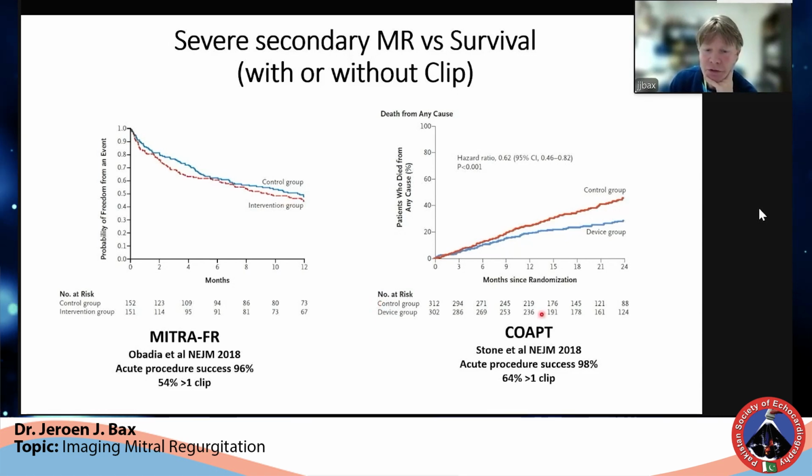This is the COAPT study from Greg Stone, published in the same year. And he showed that if I give a device, which is a mitral clip, the outcome is significantly better than if I do just optimized medical therapy. So we have two studies. This one says it doesn't matter what I do, and this one says it's great if you put the mitral clip.